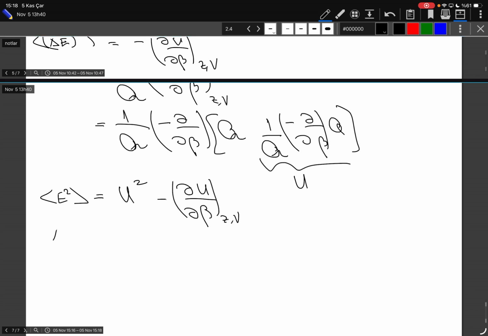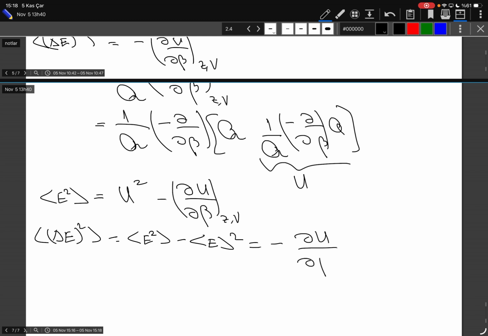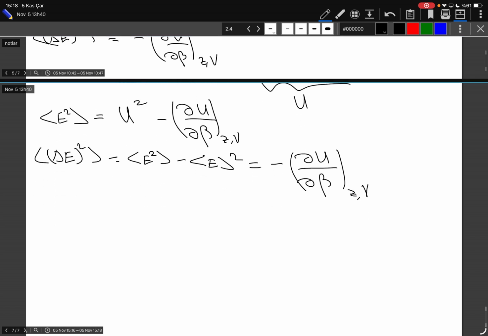And hence delta E squared average, which is E squared average minus E average squared, is just minus the derivative of the energy with respect to beta at constant Z and volume. Which I can also write as delta E squared equals kT squared times the derivative of U with respect to T at constant Z and V.